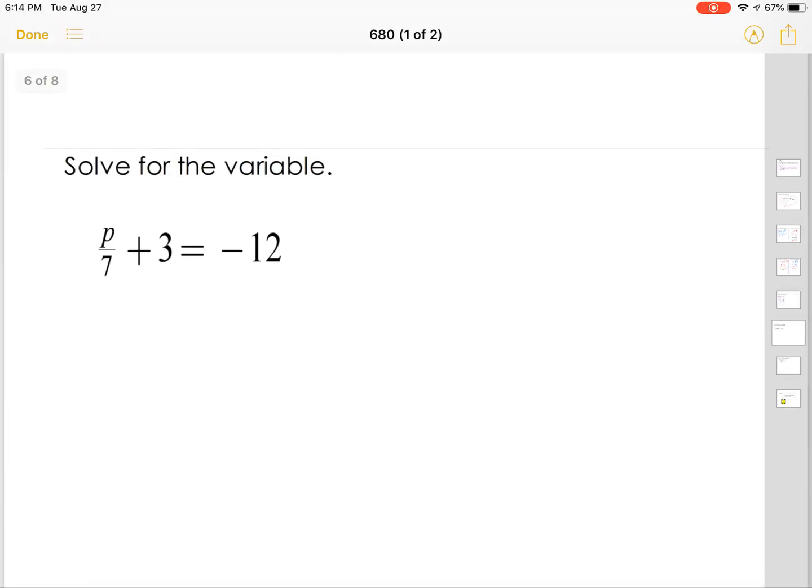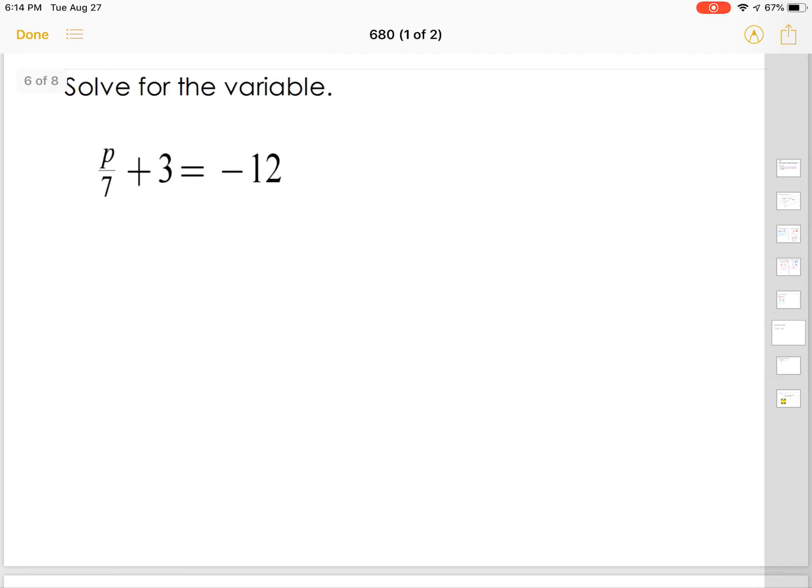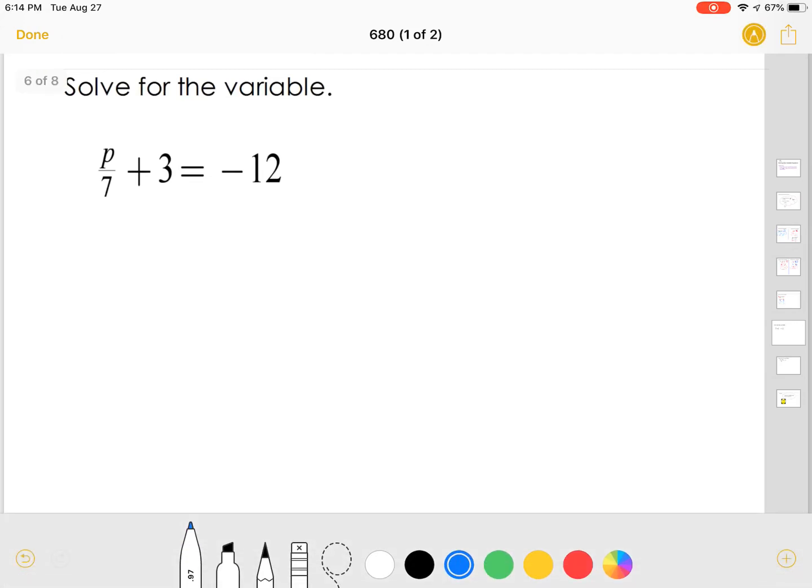All right, we have 2 more that we're going to look at. So p divided by 7 plus 3 equals negative 12. So this is another one where we have a couple different operations going on. So you do your addition, subtraction before you do your multiplication, division. So since we are adding 3, the inverse of that is to subtract 3. So we have p divided by 7 equals negative 12 minus 3, which is negative 15.